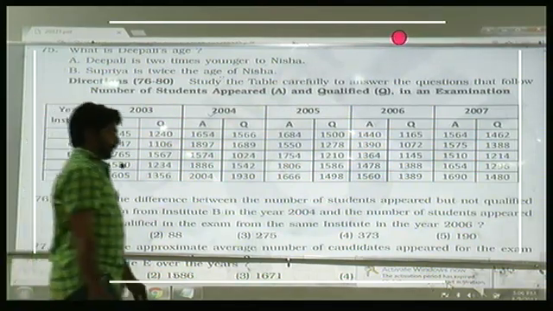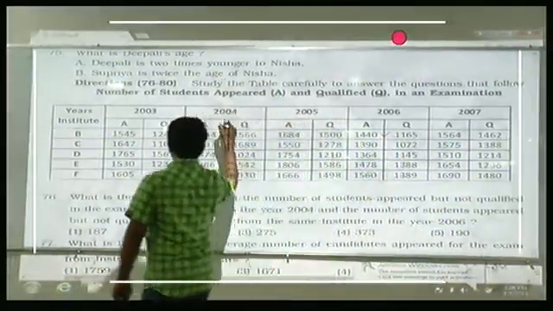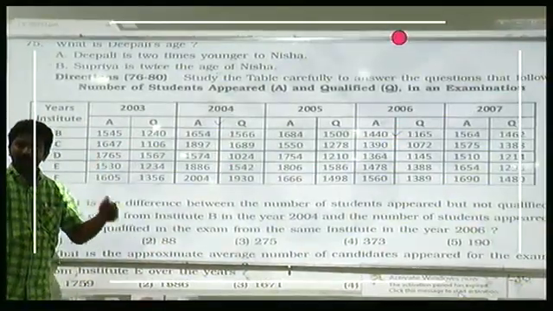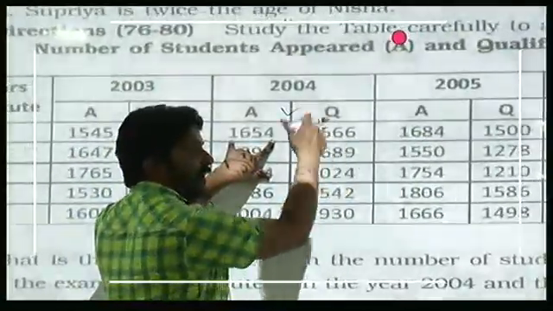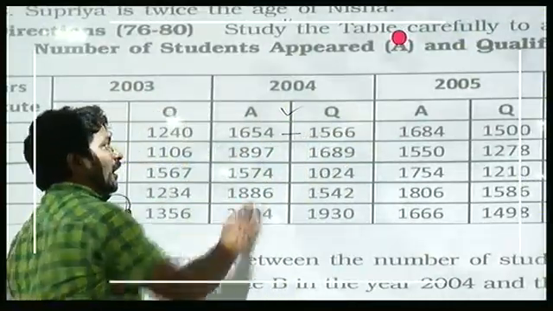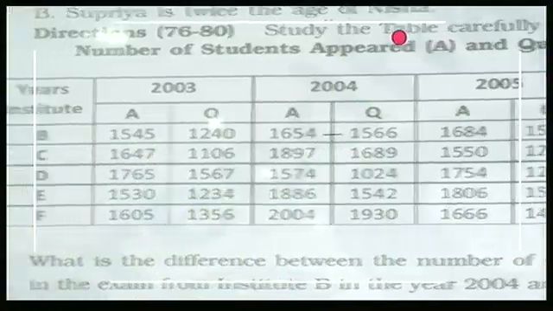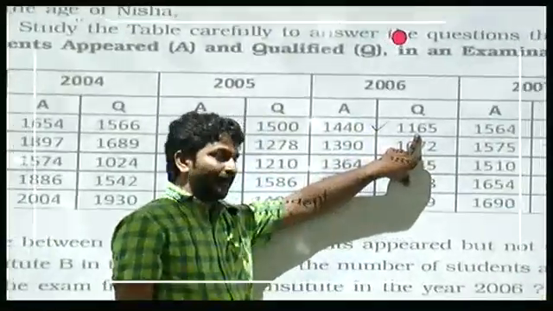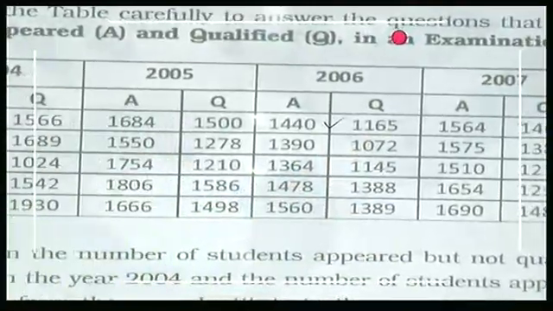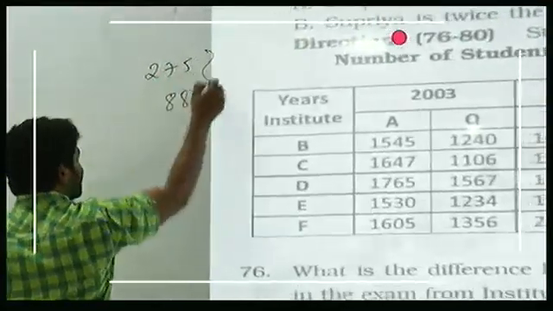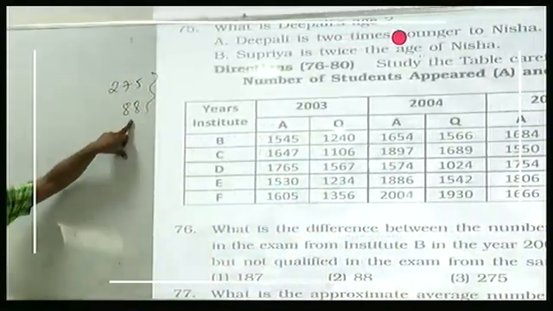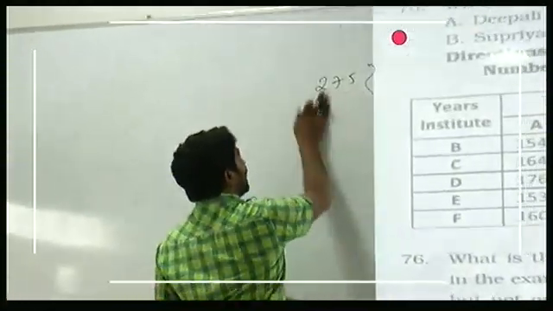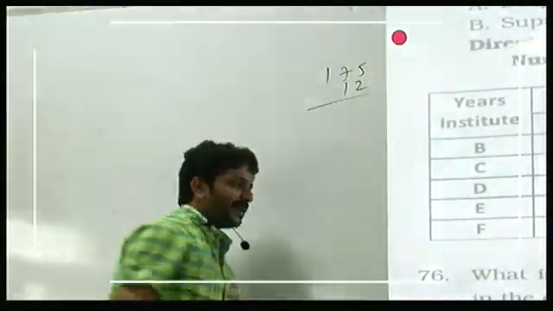It asked about difference: 2006 and then 2004. Students who appeared but not qualified, right? Out of 1654, 1566 are qualified. Not qualified students in the sense difference only, right? How much is the difference? 88. In 2004 it is 88. And in 2006, out of 1440, 1165 got qualified, and not qualified students are 275. You asked about the difference between these two numbers. You need to calculate the difference. Instead of 88, you subtract 100, add 12. Subtract 100, add 12. 187.